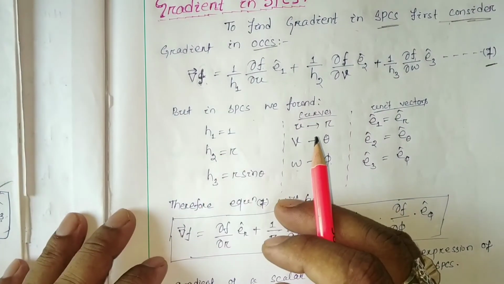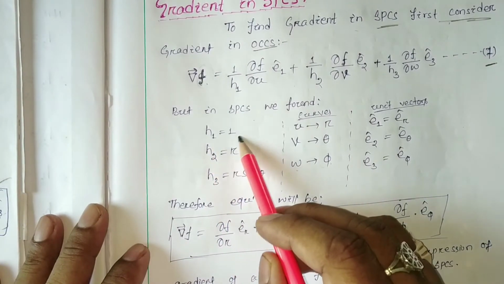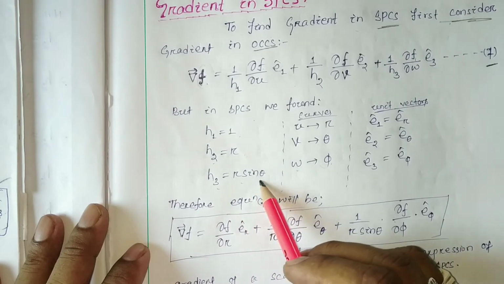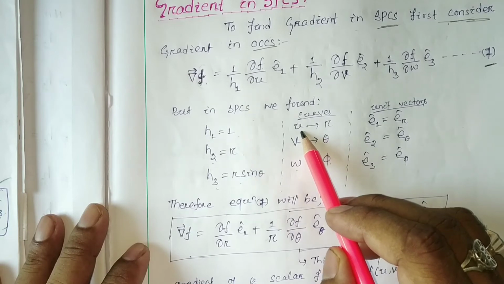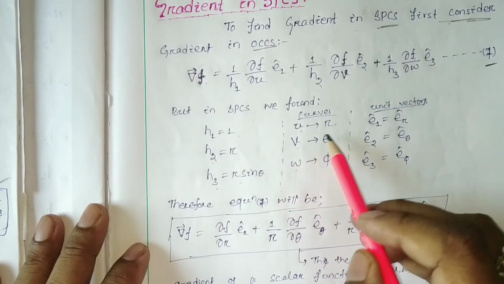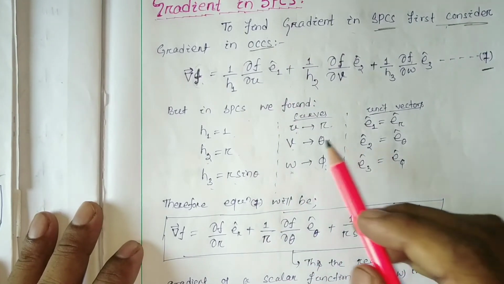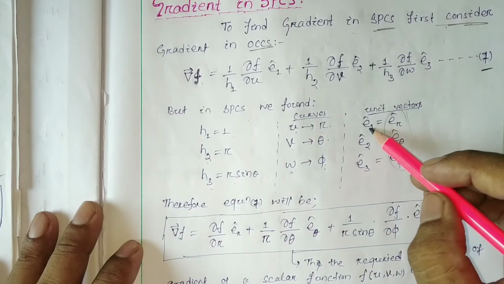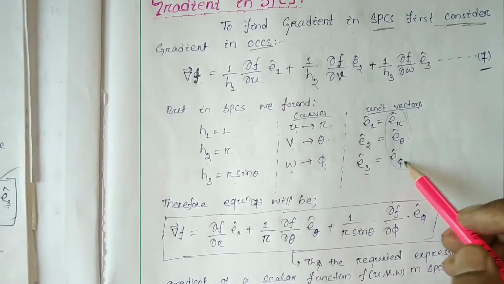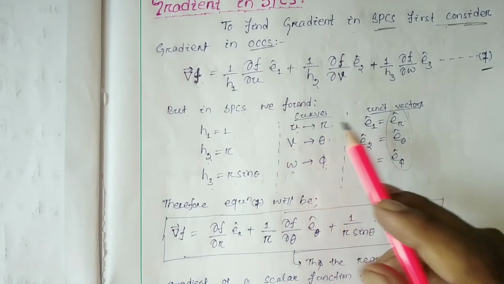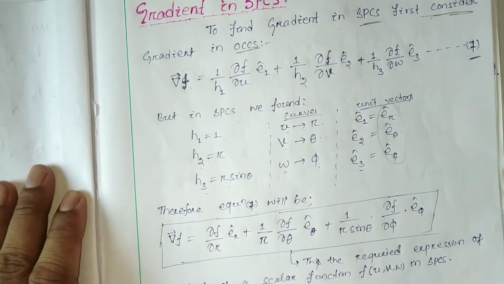And as we discussed just now, h1 we found is 1, h2 is r, h3 is r sin theta. Whatever u, v, w are, in the spherical polar coordinate system u is converted to the r curve, v to the theta curve, and w to the phi curve. The corresponding unit vectors e1, e2, e3 will be called er cap, e theta cap, e phi cap, corresponding to r, theta and phi. So now we have to just substitute these values in equation number 7.